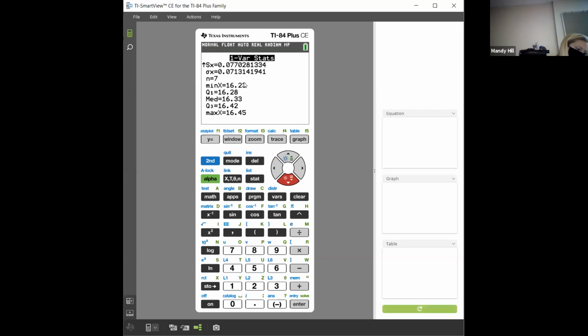You need to write down the minimum, which is 16.23. Quartile 1 is 16.28. And I'll go back and write these down, but I just want to make sure you know where I'm getting them. The median is 16.33. The quartile 3 is 16.42. And the maximum X is 16.45. So that's our 5-number summary, okay? I'm going to get out of this and just go back to our paper real quick.